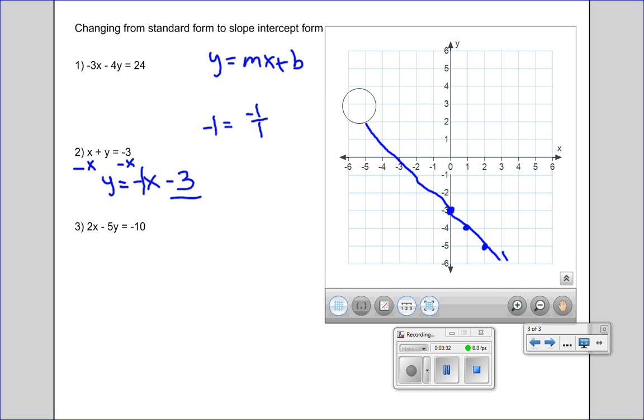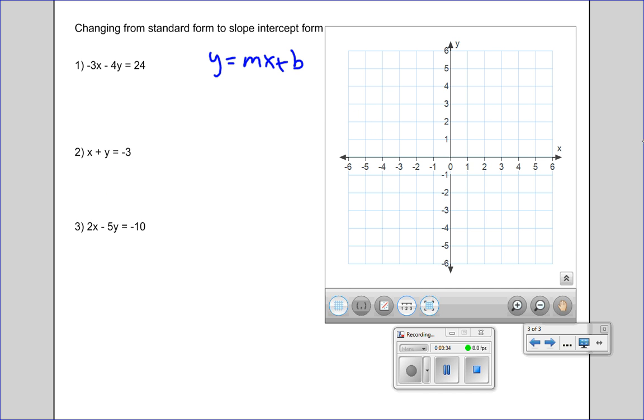Okay, let's see if we can do this now. 2x minus 5y equals negative 10. We need this y to be all by itself. So let's get rid of the x by subtracting 2x from both sides. Negative 5y equals negative 2x minus 10. Now y is still not by itself because we have a negative 5 in front of it, so we need to divide both sides by negative 5. Remember, we must divide the whole side by negative 5.